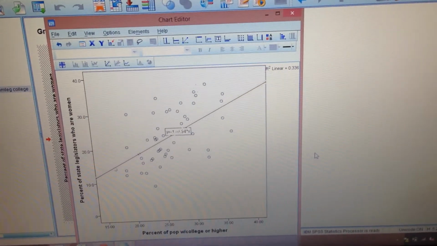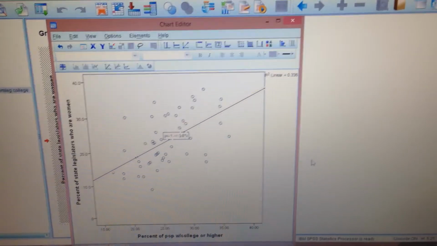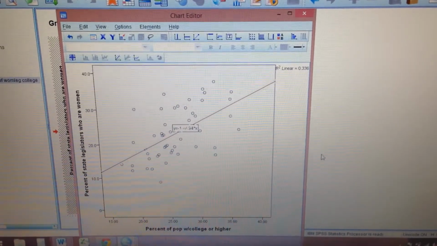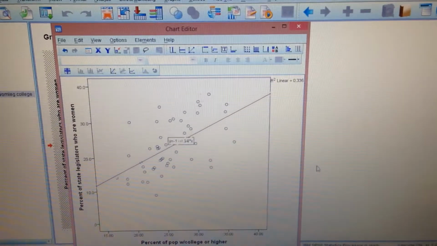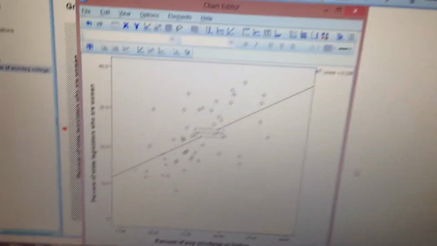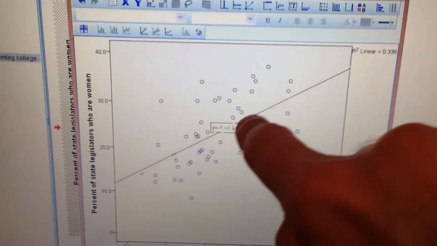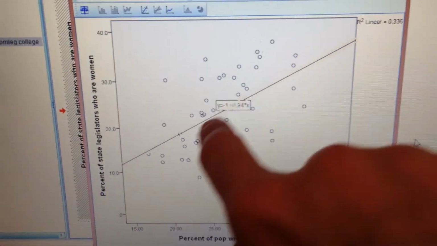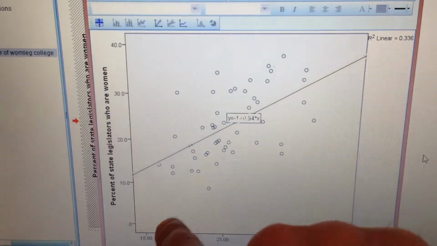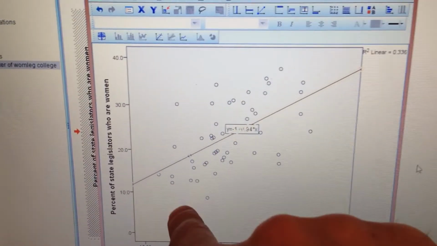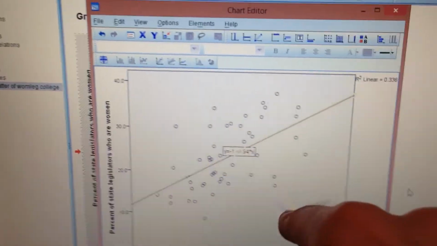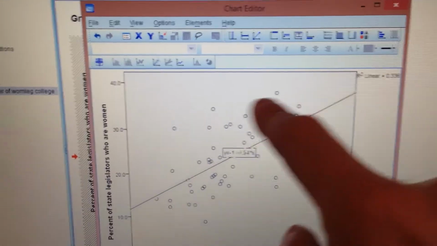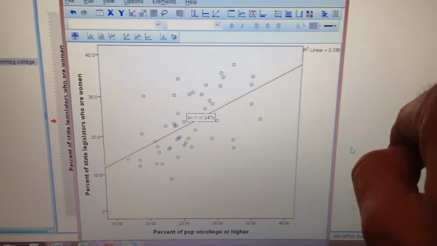SPSS can do this cool thing where it puts a line in there that best summarizes the cloud. In other words, SPSS tries to draw a line that is as close as possible to as many points as possible. They could draw a line like this, but then this point over here would be really far away. They could draw a line like this, but then this point would be really far away. And that doesn't seem to capture the basic relationship.